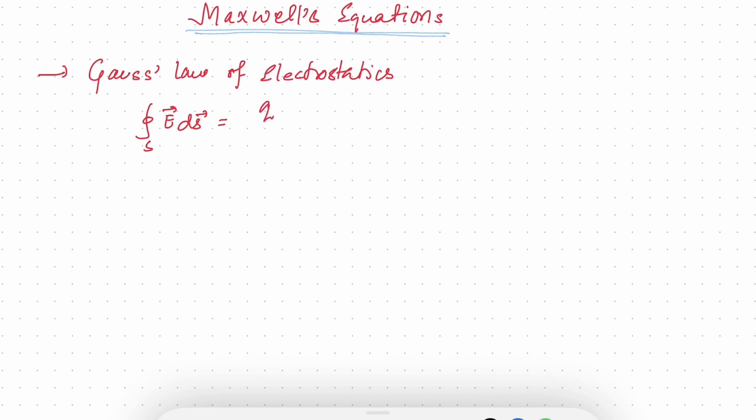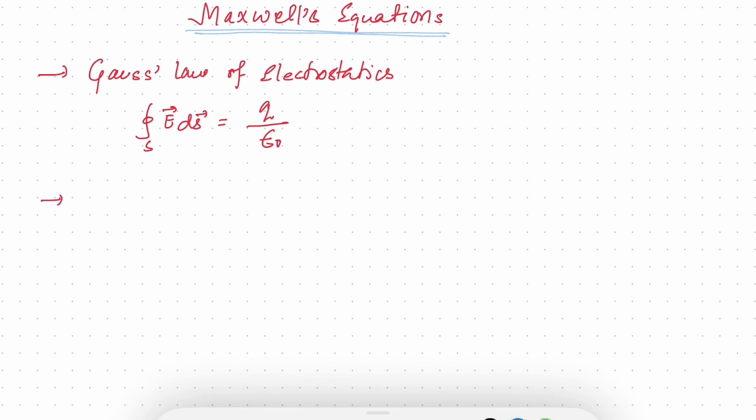First one, we have Gauss law of electrostatics. So that is nothing but the surface integral of E dot ds is equal to charge Q enclosed divided by epsilon naught, right?